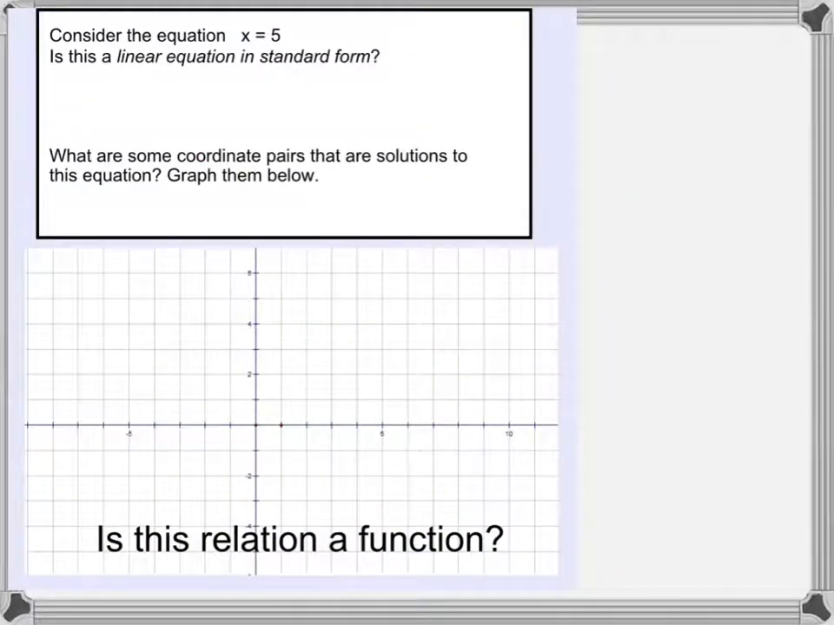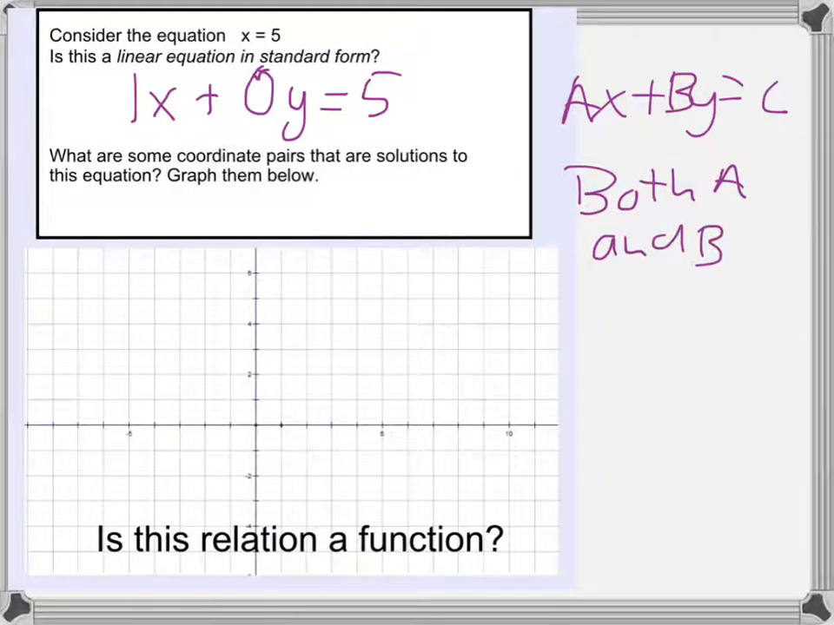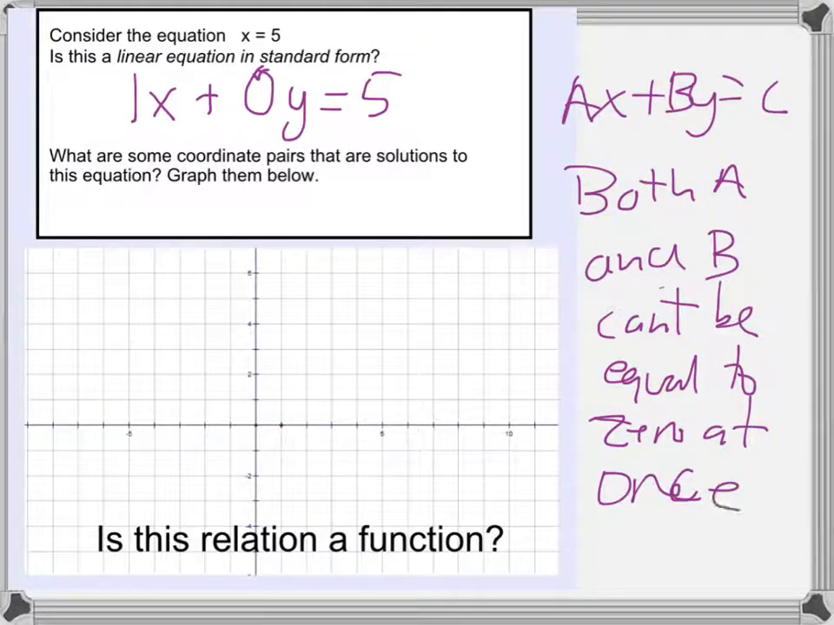Now, the next equation is an x is equal to form. And again, is it an equation in standard form? Yeah, because you can write it as 1x plus 0y is equal to 5. Remember, in standard form, a and b can't both be equal to 0 at once. But you can have them equal to 0 one at a time, right? So in this situation, b is equal to 0, but not a. In the last situation, a was equal to 0, but not b.